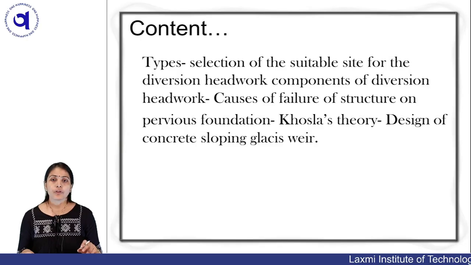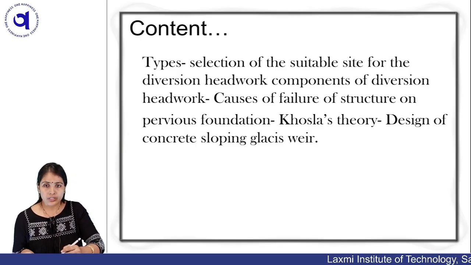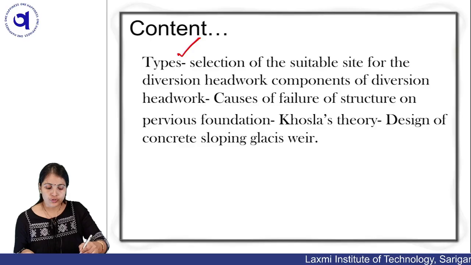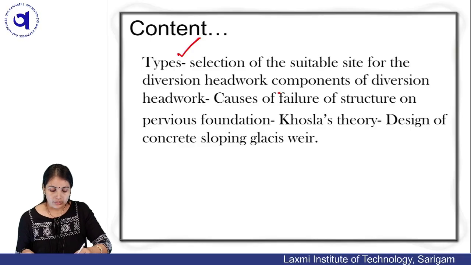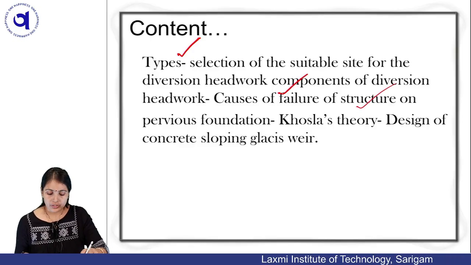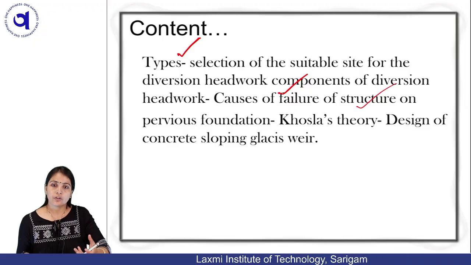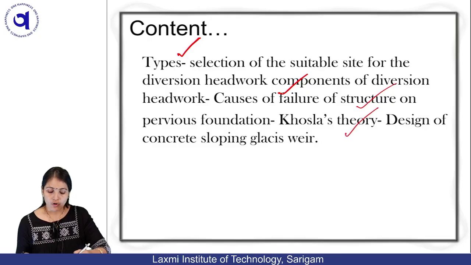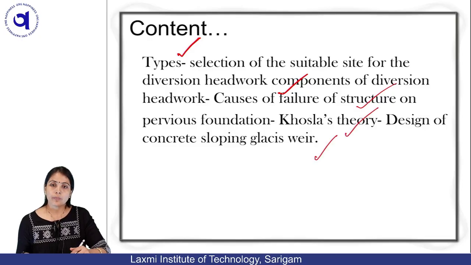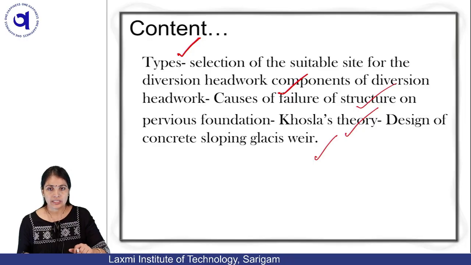One of the important chapters is diversion headwork. So today we are going to deal with that chapter. So let's start. The content over here is: what is diversion headwork? Type selection of a suitable site for the diversion headwork, causes of failure of the structure on pervious foundation, and one important scientist who has discovered various formulas regarding the pervious foundation is Khosla theory, and design of concrete sloping glacis weir. So this content we are going to discuss in this lecture.